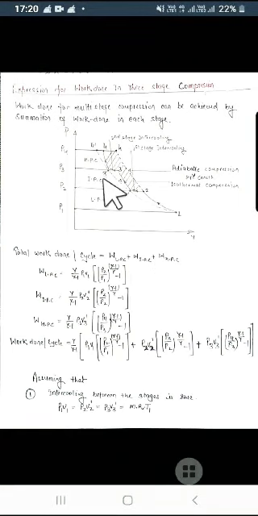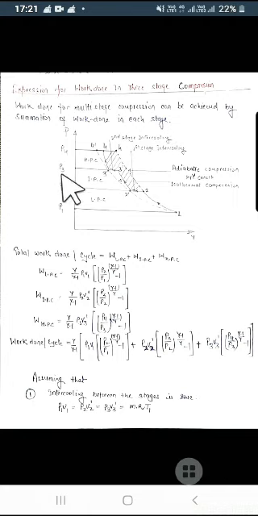Good morning, students. Today, we will derive an expression of work done in three-stage compression. In the previous lecture, we discussed the working of three-stage compression. Today, we will derive an expression of work done for this three-stage compression. Work done for multi-stage compression can be achieved by summation of work done in each stage.